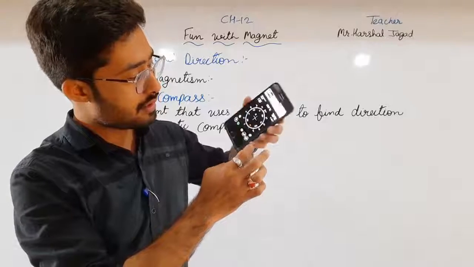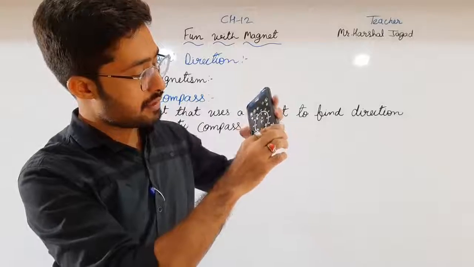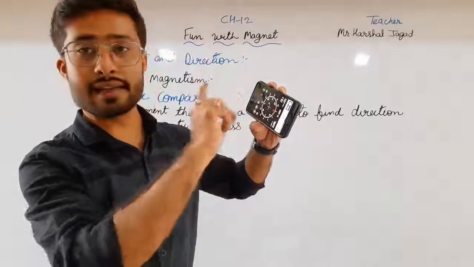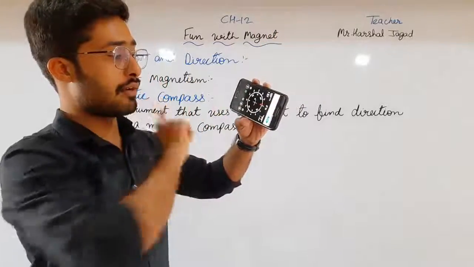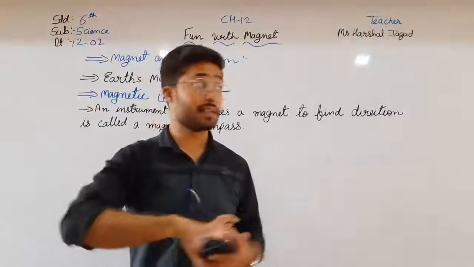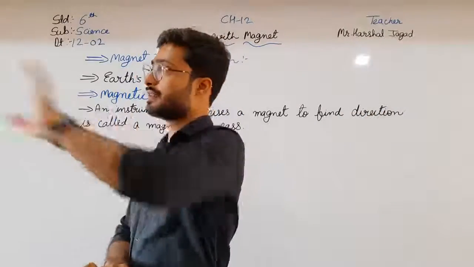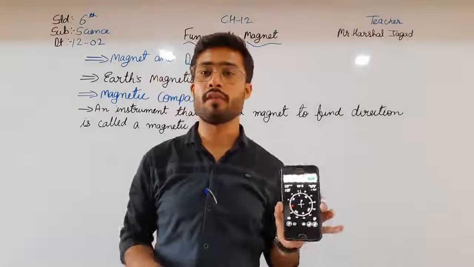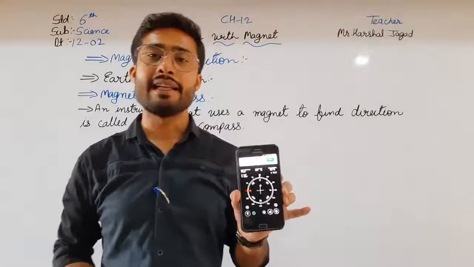Yes, here it is north, means on this side it is north, this side it is south, this side it is east, and this side it is west. Sorry, this side it is east and this side it is west. So this is a digital compass, and on all phones this magnetic compass is now available.